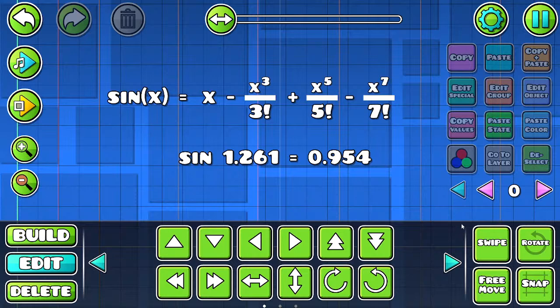I thought it was gonna be a simple challenge, but no, it ended up being extremely hard.